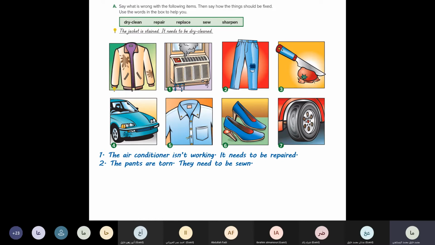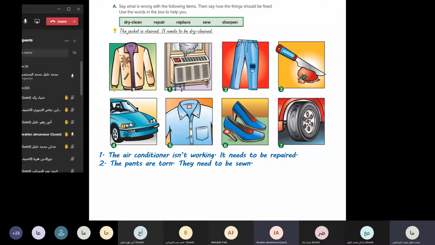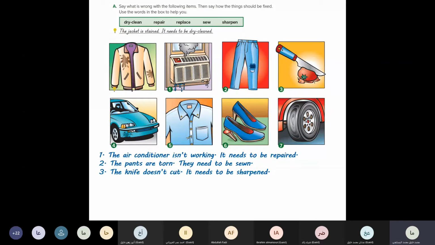Now, what happened to the next? What's wrong with the knife? The knife or the tomato. Who can do it? Adnan. The knife is dull. It needs to be sharpened. Good. Thank you. The knife doesn't cut. It needs to be sharpened. Next.